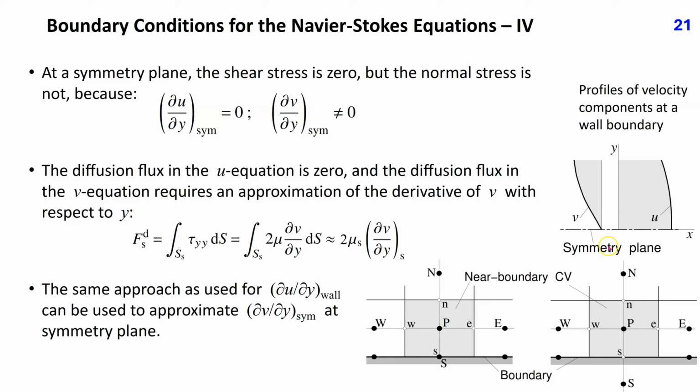For the situation shown in this figure, the diffusion flux in the U equation is zero, and the diffusion flux in the V equation requires an approximation of the derivative of V with respect to Y. The same approach as used to approximate the derivative of wall parallel component in the direction normal to wall can be used to approximate the derivative of boundary normal velocity component in the direction normal to boundary at the symmetry plane.